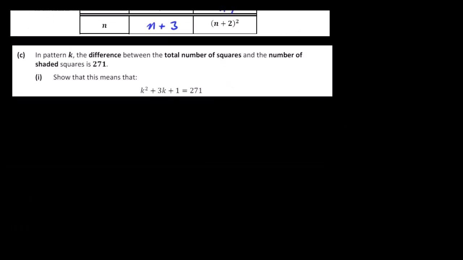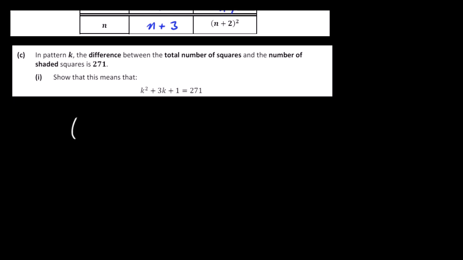So in pattern k, the difference between the total number of squares and the number of shaded squares is 271. Show that this means k squared plus 3k plus 1 equals 271. So we can see here that the total number of squares is n plus 2 squared. The number of shaded squares is n plus 3. So we want the difference between those two, and we're told that it's 271. So let's write that down.